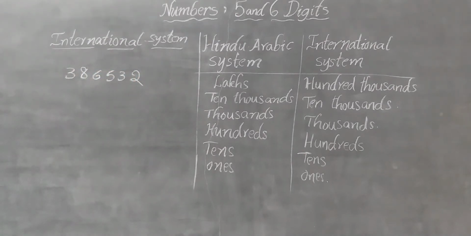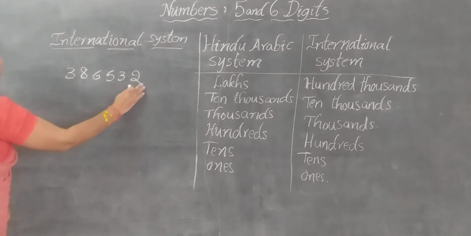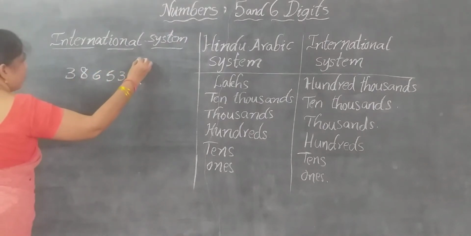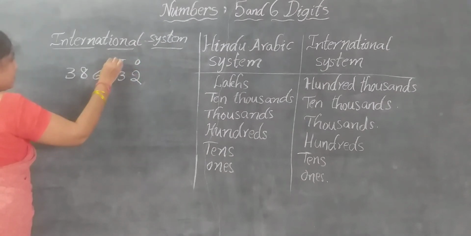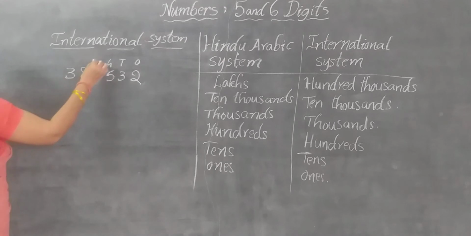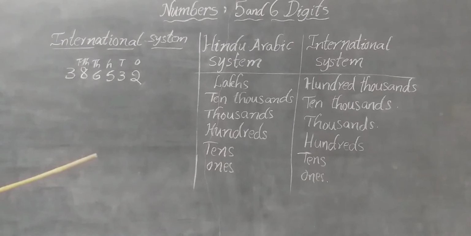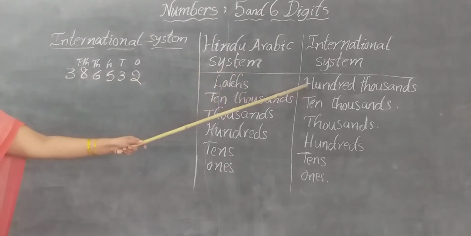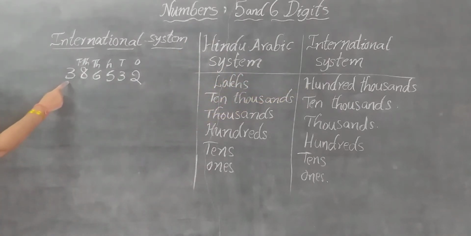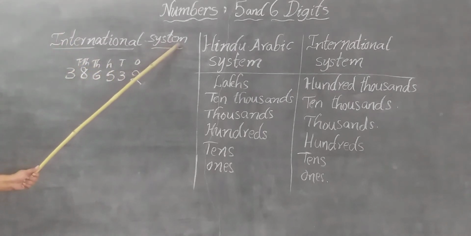How many digits are there now? 6. Let's write the places. Ones place, tens place, next hundreds place, next thousands place, next 10,000s place, next lakhs place. Shall we write lakhs here? No. We write the 100,000s place here. Why? Because it is the international system. Now we are writing in the international system.